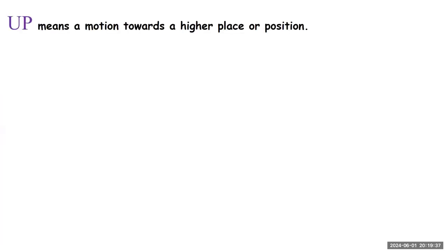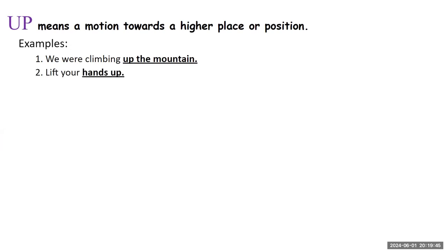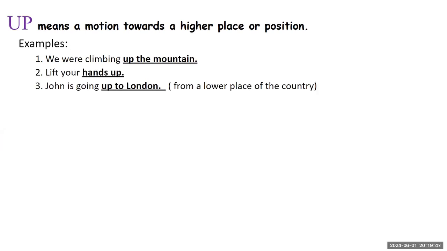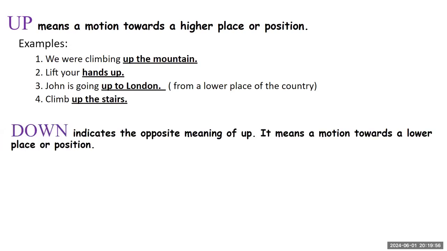Up and down. Up means a motion towards a higher place or position. We were climbing up the mountain. Lift your hands up. John is going up to London from a lower place of the country. Climb up the stairs. Down indicates the opposite meaning of up.